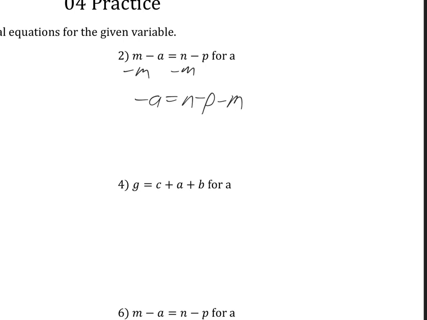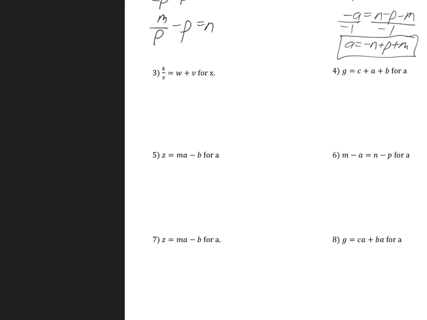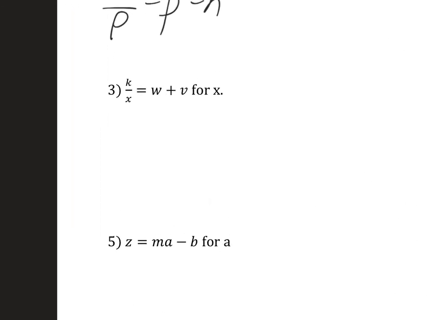And then I don't want negative a, I want regular a. So I'm going to divide both sides by negative 1. All that does is just switch everything's signs. So this is a positive n, so I'm going to make it into a negative n. Negative p, I want it to become positive p, so plus p plus m. So that is my final answer. Okay, let's go ahead and try the next one. Go ahead and solve for x.